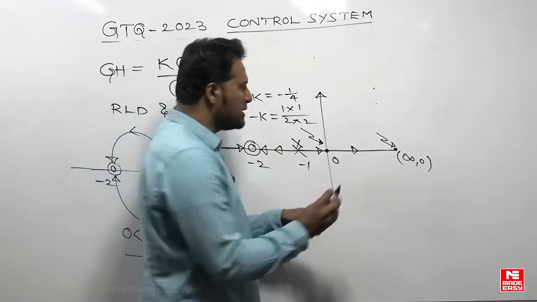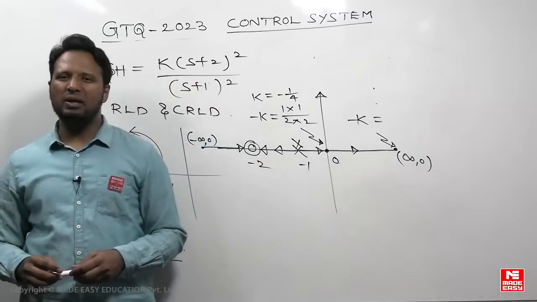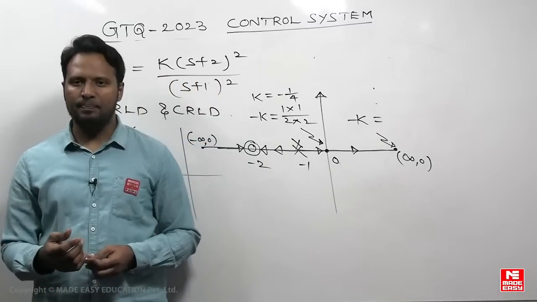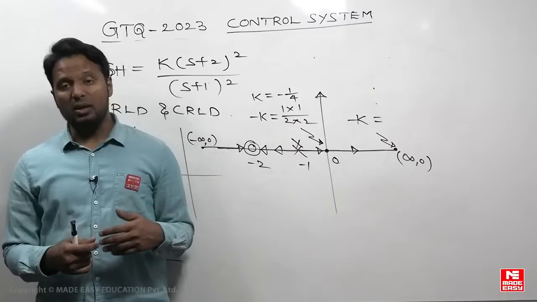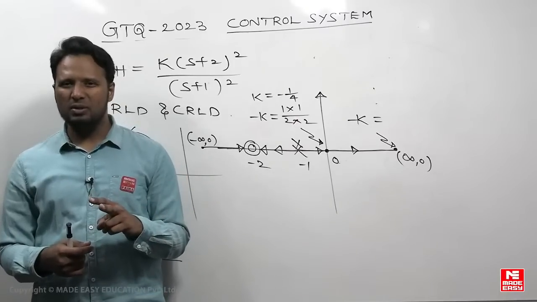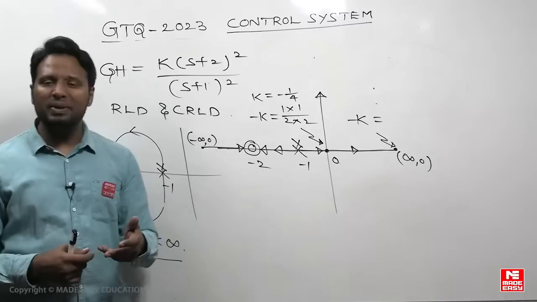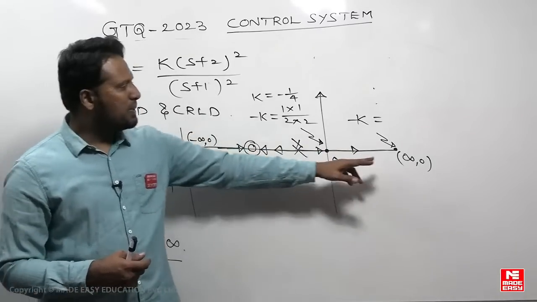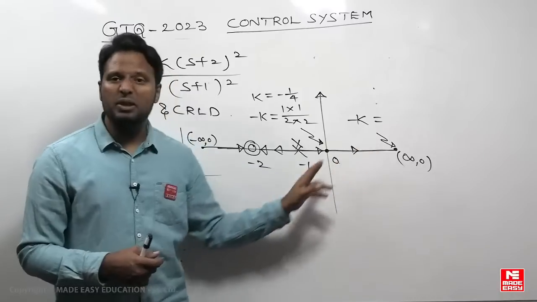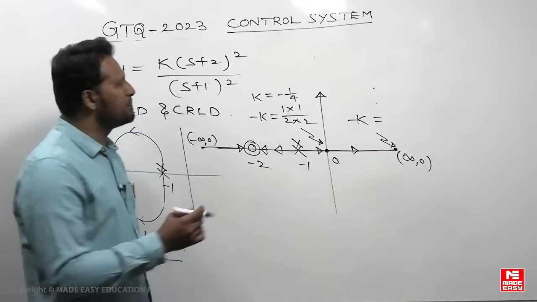Then, sir, what is the value of k here? You cannot find this graphically. You need to do this mathematically. To find the value of k at any point on the root locus or complementary root locus, there are two methods. One is mathematical, the other is graphical. The graphical method is by measuring the length of the phasor. The mathematical method is by substituting that in the characteristic equation.